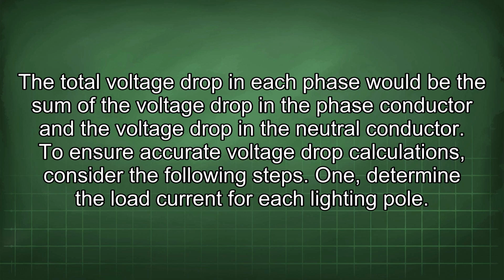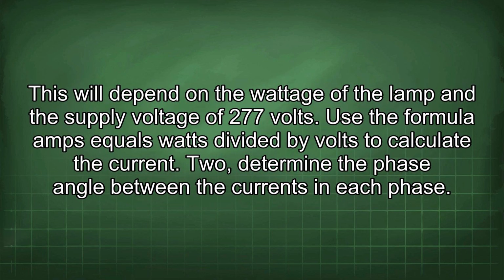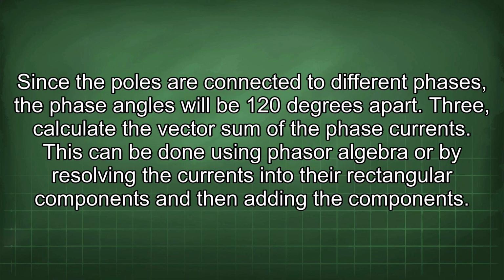To ensure accurate voltage drop calculations, consider the following steps. 1. Determine the load current for each lighting pole. This will depend on the wattage of the lamp and the supply voltage of 277 volts. Use the formula amps equals watts divided by volts to calculate the current. 2. Determine the phase angle between the currents in each phase. Since the poles are connected to different phases, the phase angles will be 120 degrees apart.